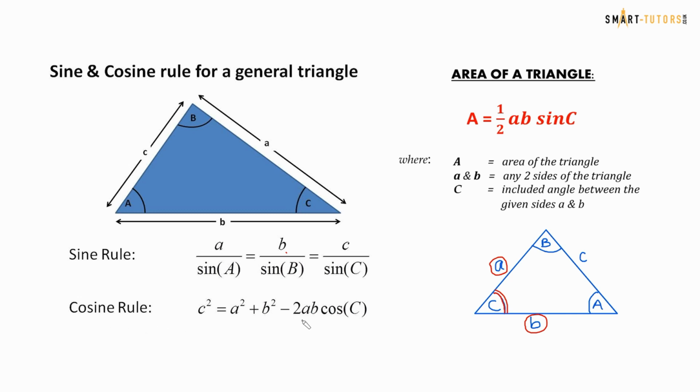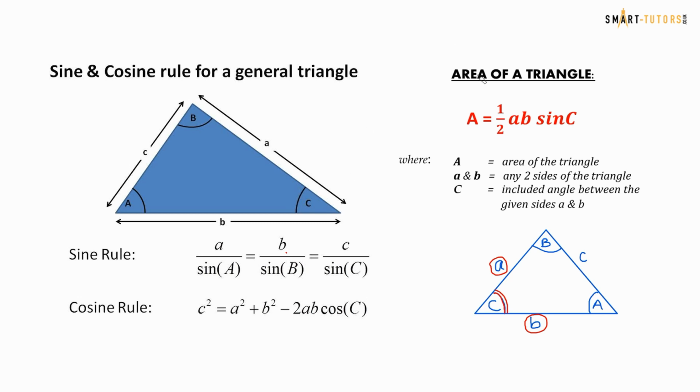Cosine rule, you have to remember this one. Nowadays they are not giving the formula sheet, so you have to remember this formula: c squared equals a squared plus b squared minus twice a times b cosine of the angle, if you start with c squared. That is the sine rule and cosine rule.